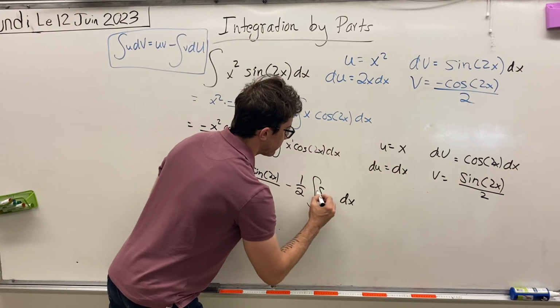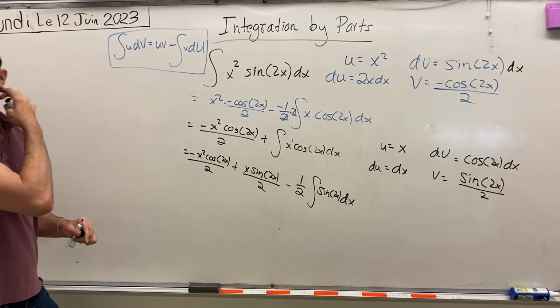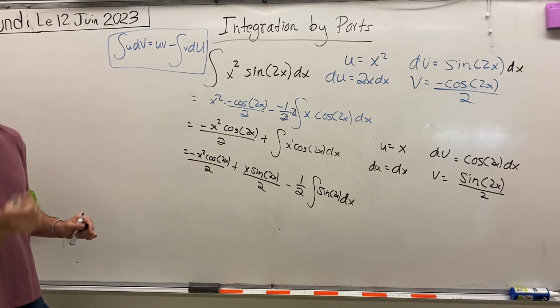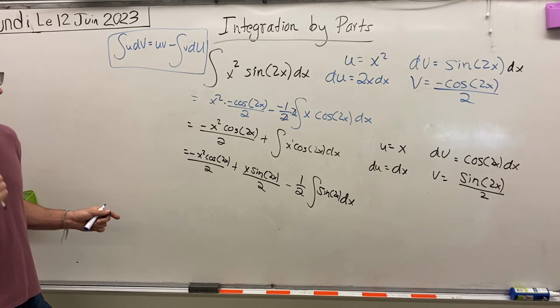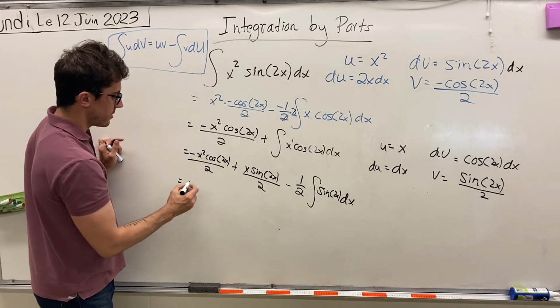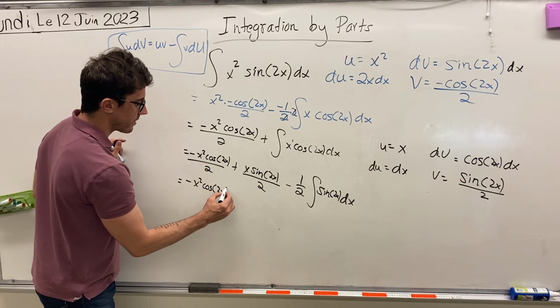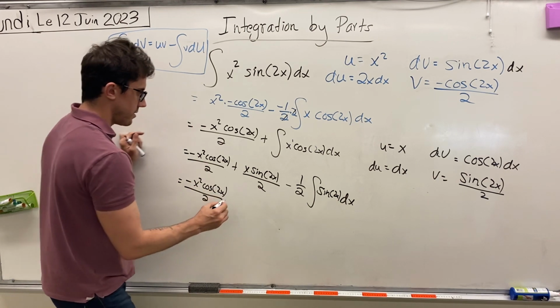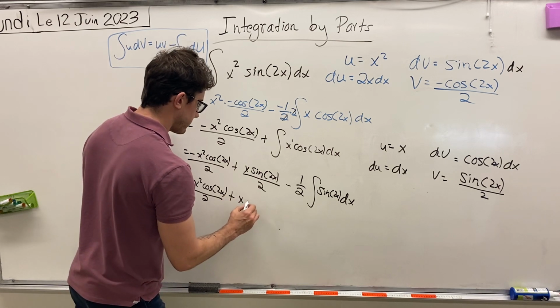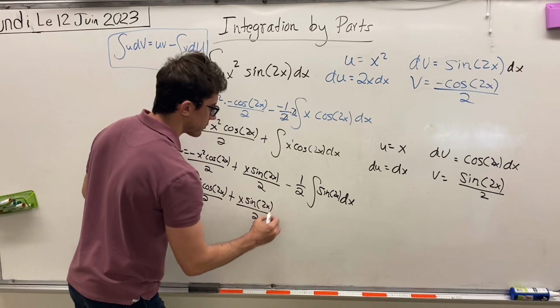And so all we have left in our integral is sine of 2x, okay? And that we do know how to integrate, right? So now, let's not forget about our first two terms. We have negative x squared cos of 2x all over 2 plus x sine of 2x, again, all over 2.